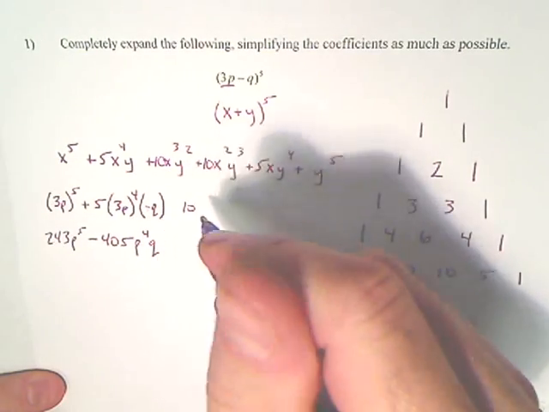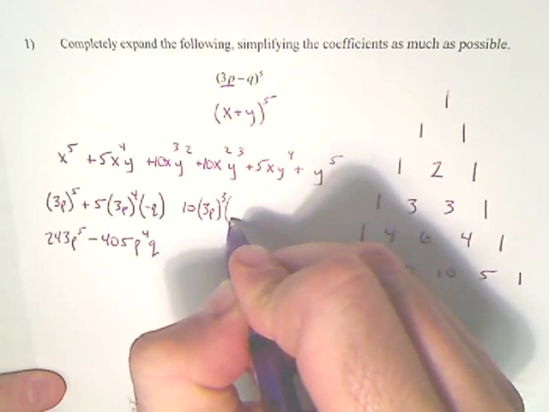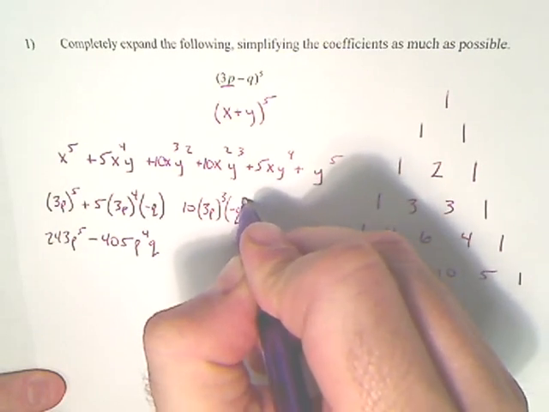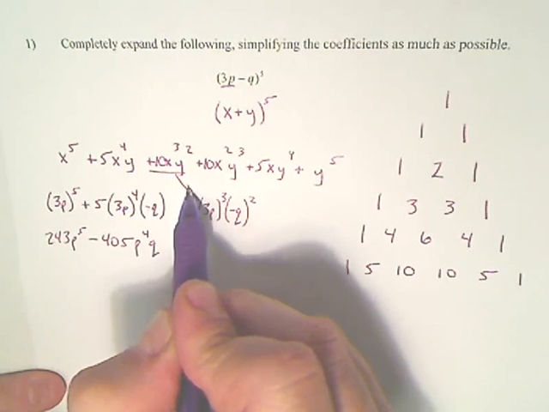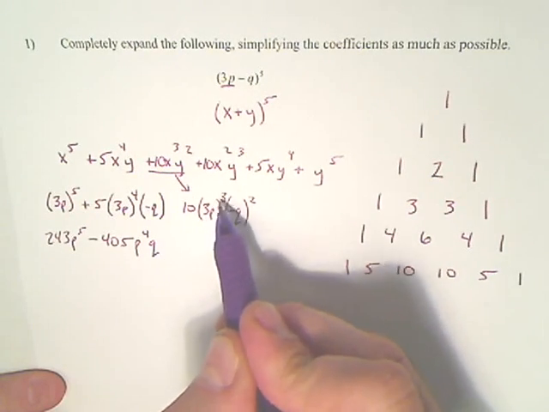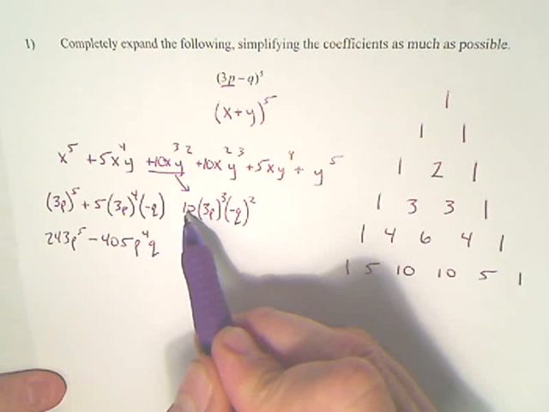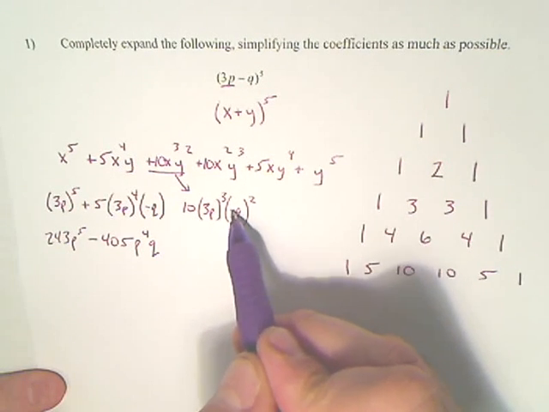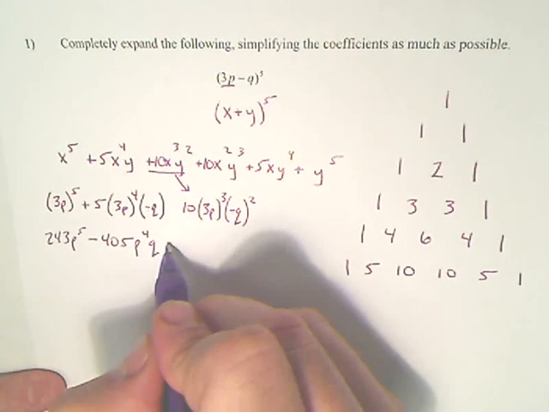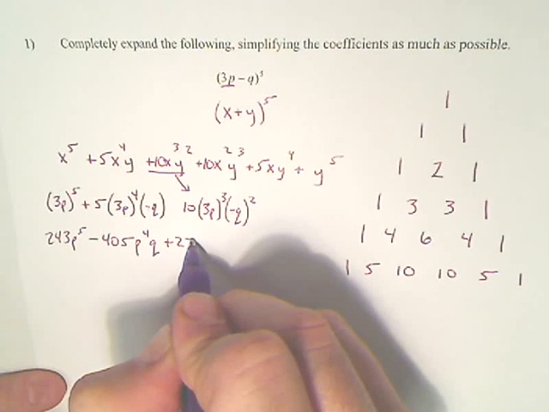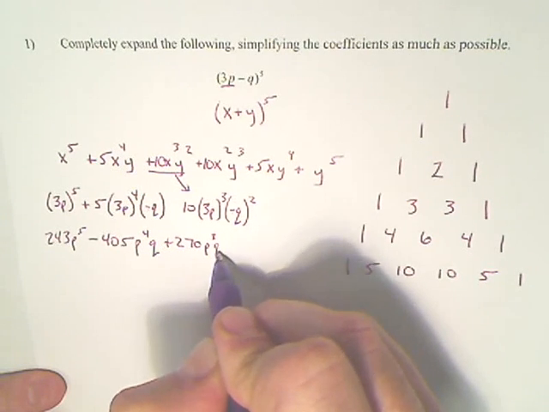Next, 10, 3p to the 3rd, negative q squared. That's this term right here. 3 to the 3rd is 27. 27 times 10 is 270. And negative 1 squared is positive 1. So this will become positive 270. I still have p cubed and q squared.